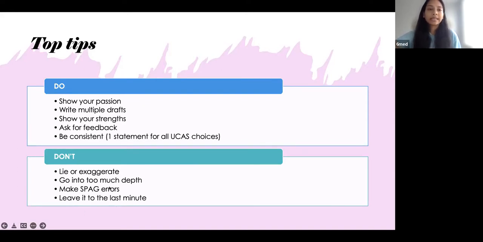Try to avoid making spelling and grammar errors. So usually on Word, Word will check it for you, or you can use spelling and grammar checkers like Grammarly and stuff. And that's again why you do lots of drafts, to make sure that you don't have any of those spelling errors. And don't leave it to the last minute, because it does take a lot of thinking and planning before you can get everything down on the paper.